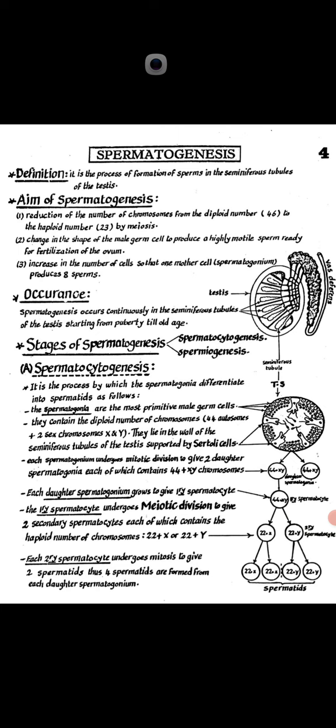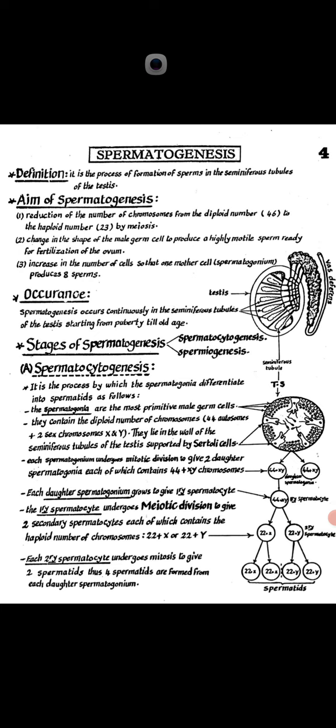Now come to the stages of spermatogenesis. There are 2 stages. Number 1 is spermatocytogenesis and second is spermiogenesis. In spermatocytogenesis, from the spermatogonia, the germ cell, spermatids are produced. And in the second stage, spermiogenesis, spermatids are converted into mature motile sperm.